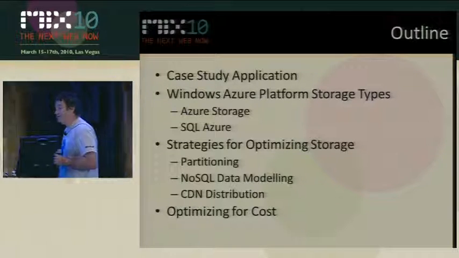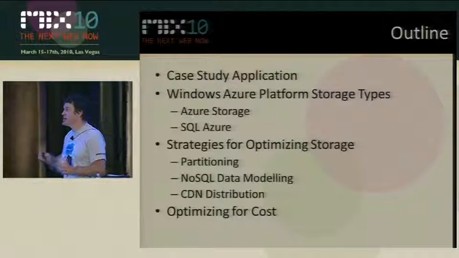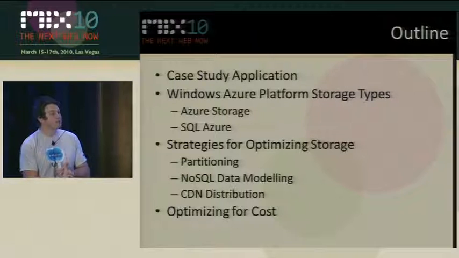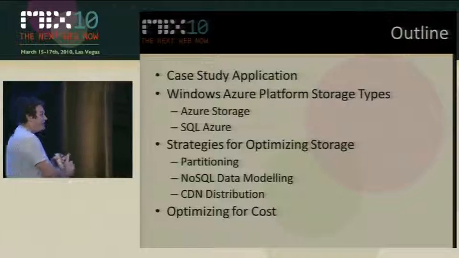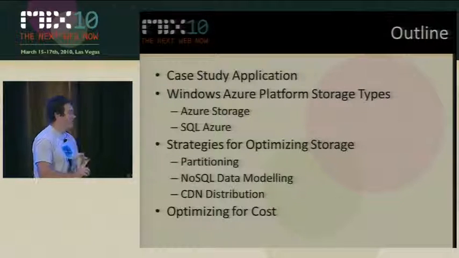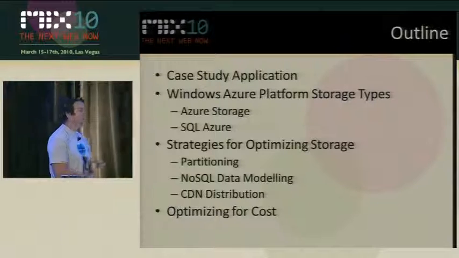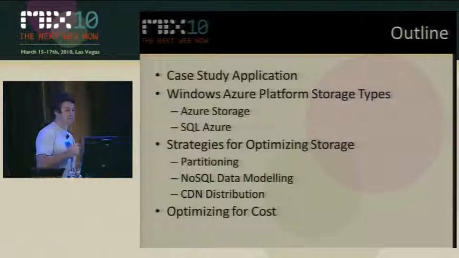So we're going to talk about the various Azure platform storage types, both Windows Azure Storage and SQL Azure. We're going to talk about strategies for optimizing storage, partitioning, right, for both data volume and performance. We're going to talk about NoSQL data modeling, a bit about the CDN distribution model, and how we optimize our application for cost.